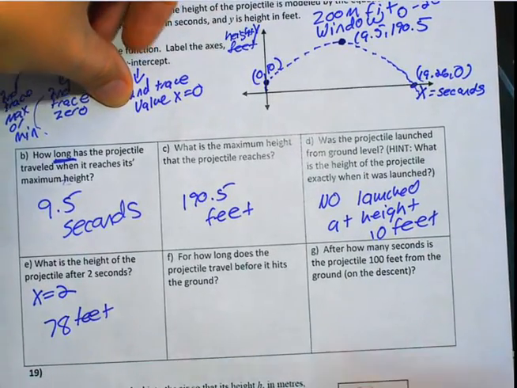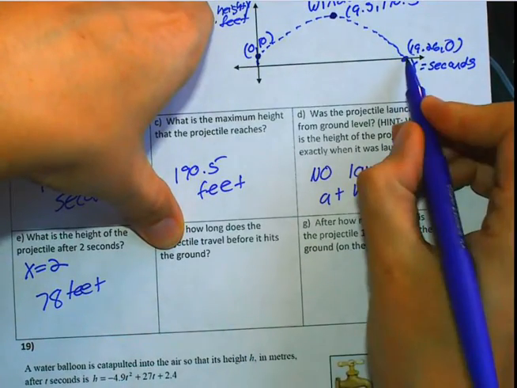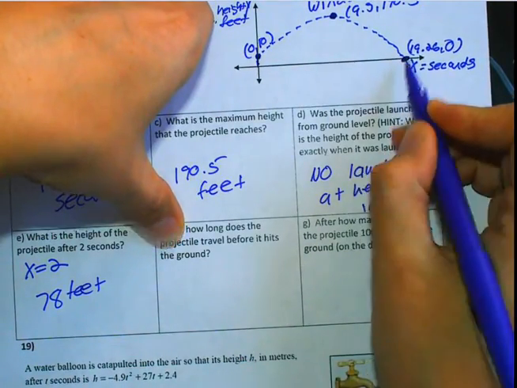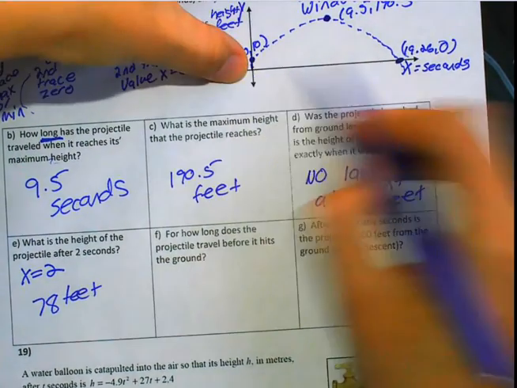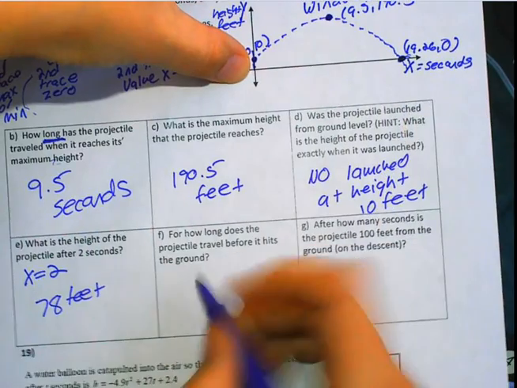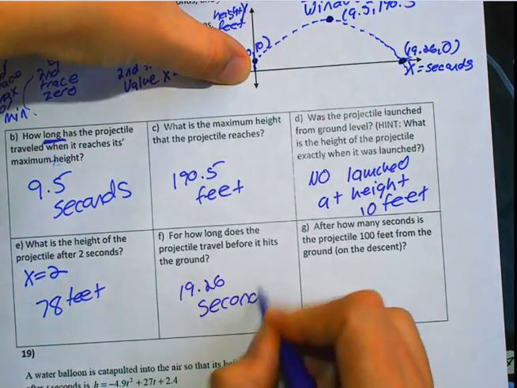Okay, for how long does the projectile travel before it hits the ground? Well, it hits the ground over here, because we're looking at the height. There's no height here, so it took 19.26 seconds to hit the ground.